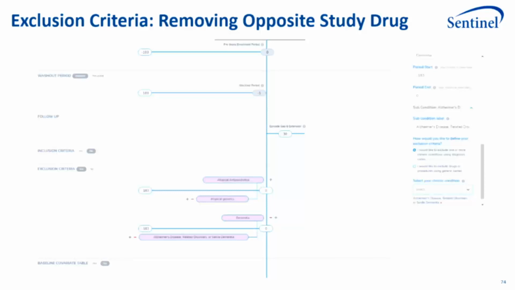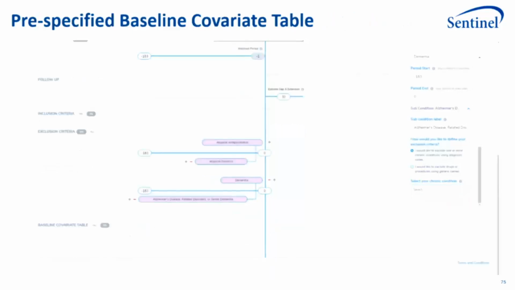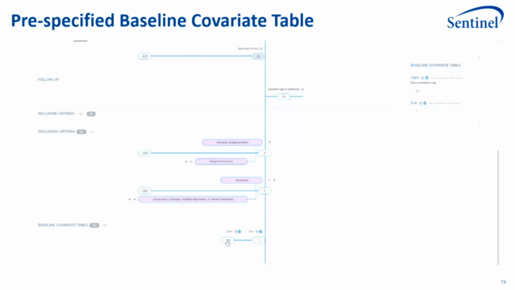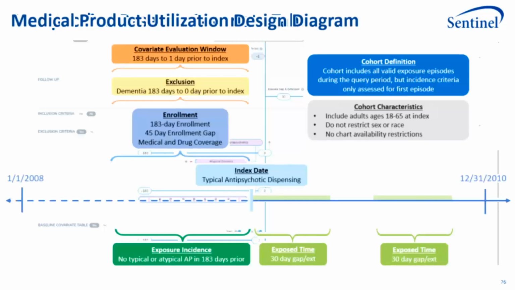And then finally, the last component we have available in the query tool is a pre-specified covariate table. And so this is just, again, information about a particular cohort. It's showing the prevalence of particular chronic conditions in a period of time before they have an incident dispensing of, in this case, our typical antipsychotic. And so we're going to look for that in the prior 183 days, and we're going to specify that here.